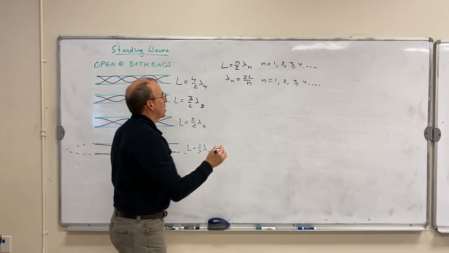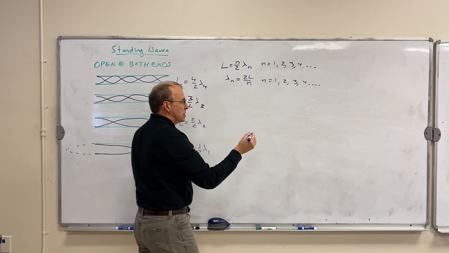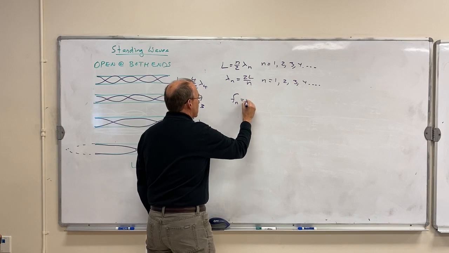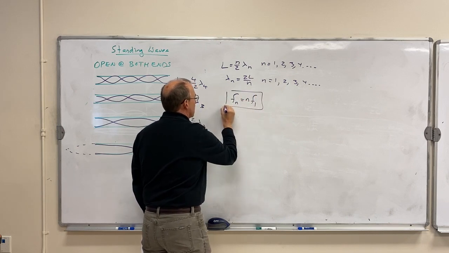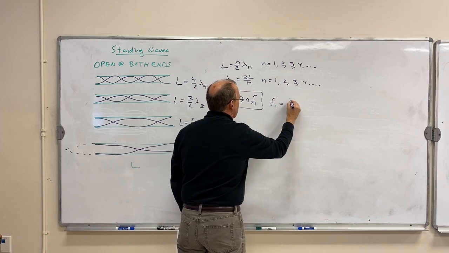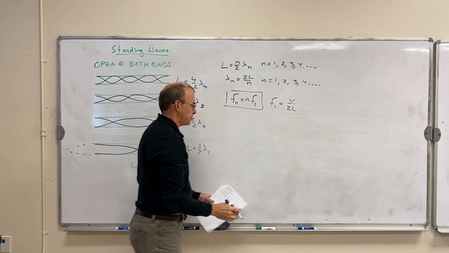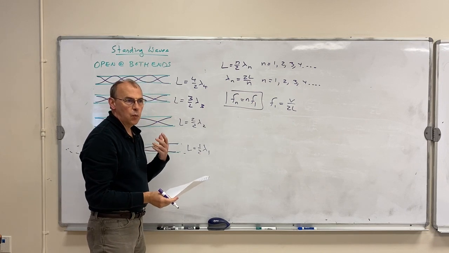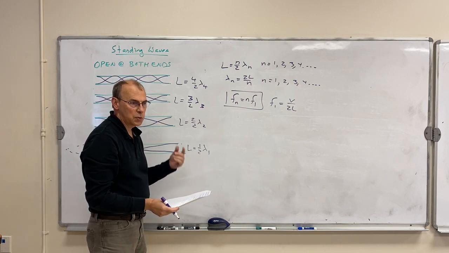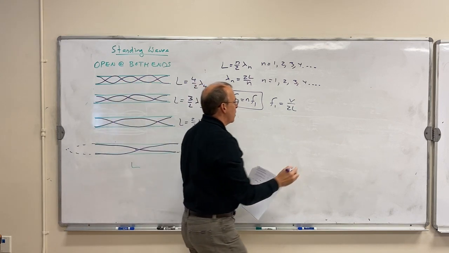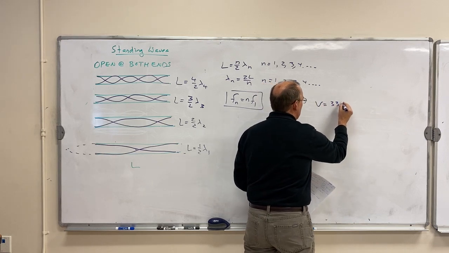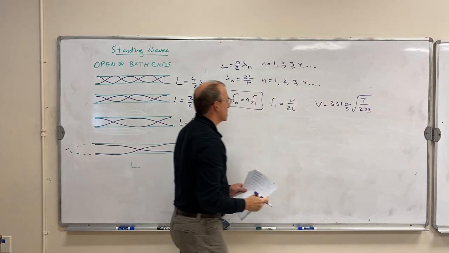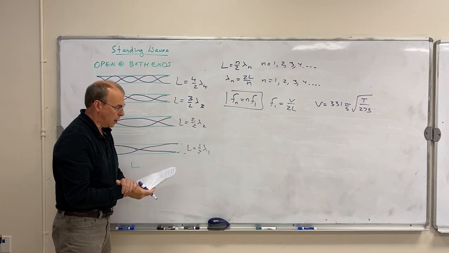And I could go through the same logic I went through a moment ago, and at the same time I'll just write the conclusion since I just went through it. We would again get Fn is n F1, where F1 would be V over 2L, just like we saw. But V is now the velocity of the wave, which it was in the other case too, but it was a wave on a string. This is the velocity of a wave in air, so now V is our 331 meters per second, square root of T over 273, because the wave is now in air.